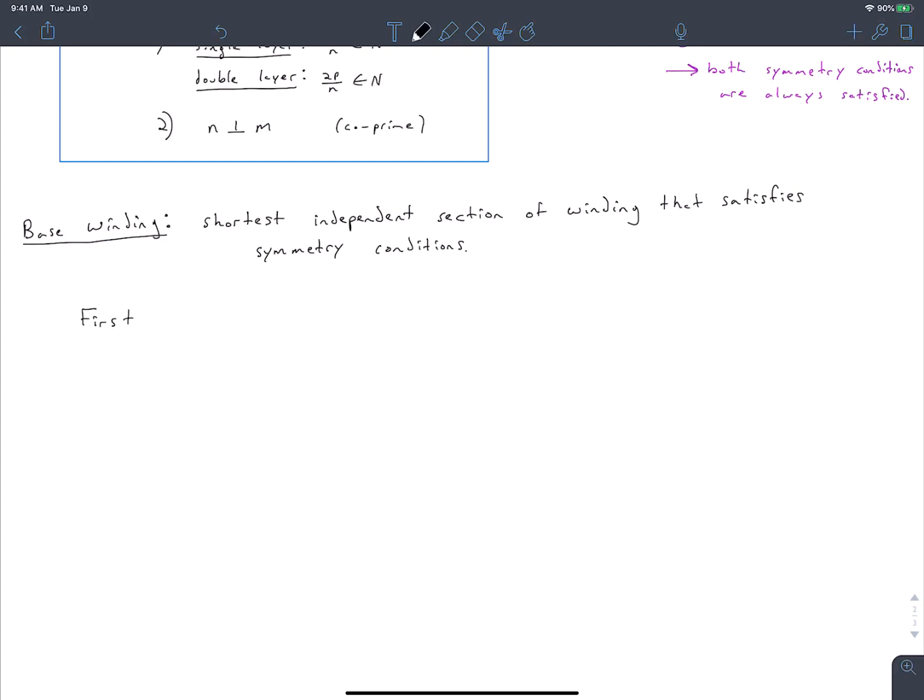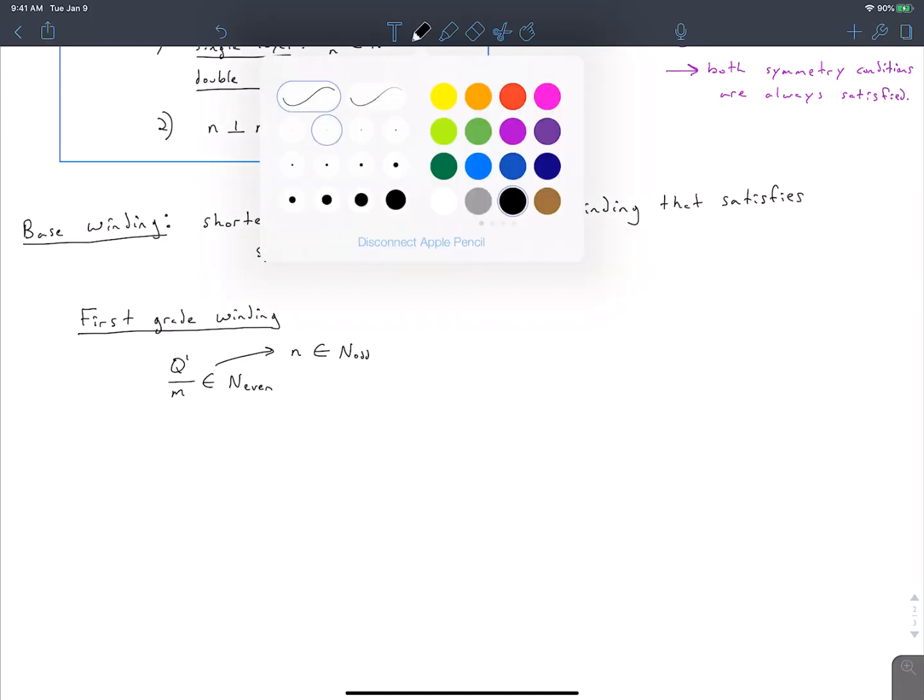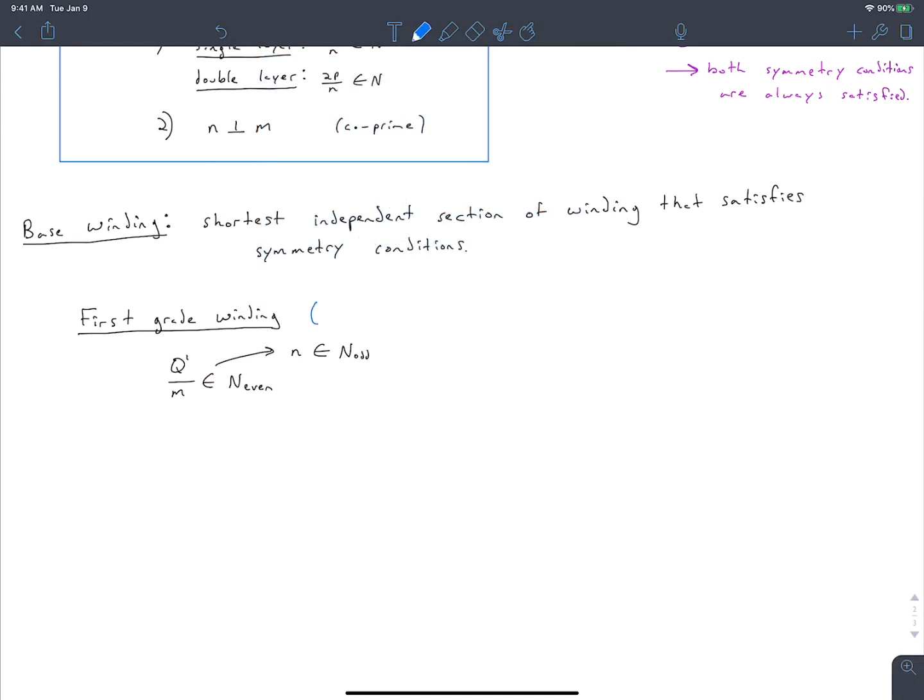The first category is called a first grade winding, and a first grade winding is a winding where q prime divided by m is an even number. And if you do a little work on this, you can prove to yourself that n, the denominator of our slots per pole per phase, is always going to be an odd number in this case. And so, if n is going to be an odd number, that means that this pertains to integer slot windings as well.